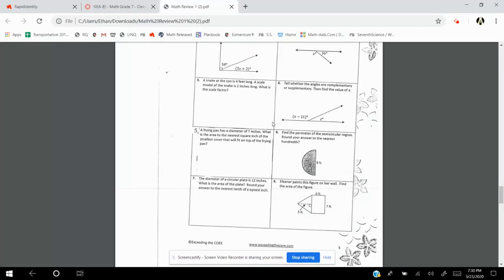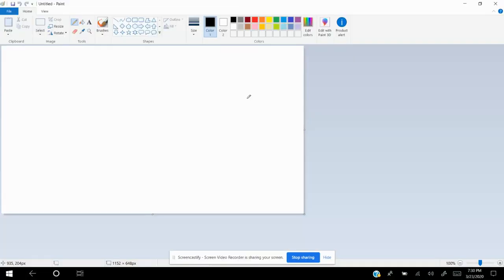Here we go. All right, so let's go to this one here. Okay, last one. Find the perimeter of the semicircular region. Round your answer to the nearest hundredth. This area only has a half circle. Well, we know the area of a whole circle is pi times radius squared. So if we want half a circle, we take all of this and divide it by 2. This will be the area of a semicircle, or a half circle.